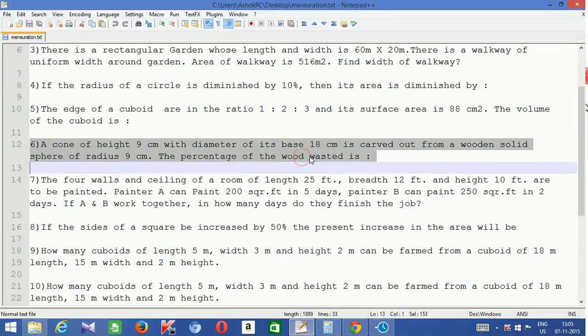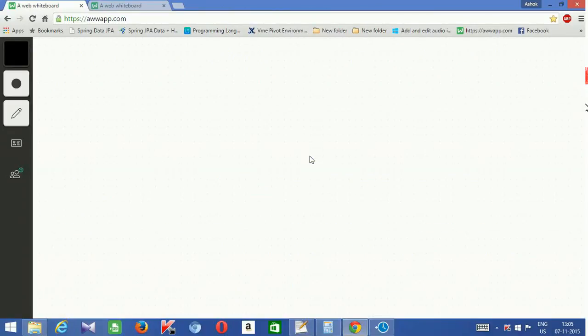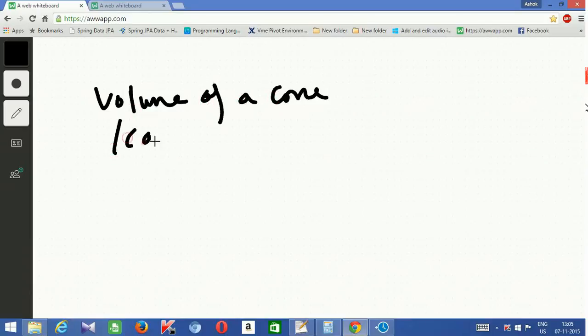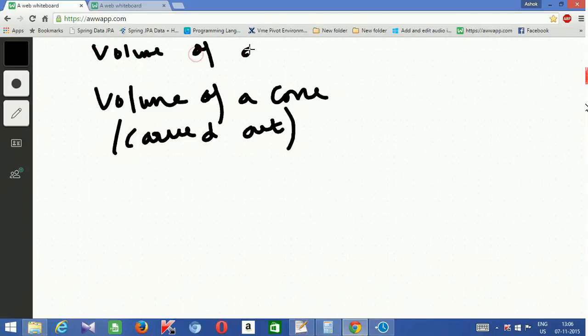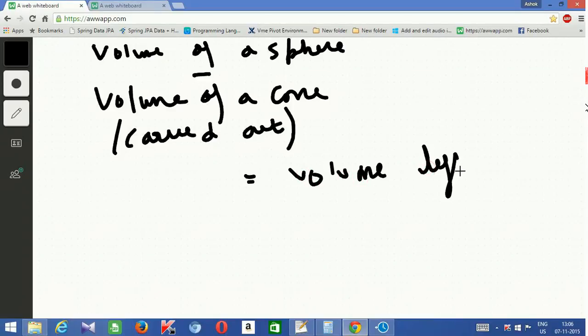The percentage of the wood wasted is basically the actual volume of the sphere minus the volume of the sphere that is made into a cone, divided by the volume of the sphere. That is the percentage waste. So if you see the volume of a cone, which is nothing but carved out of that sphere, you need to find this first, and subtract it from the actual volume of the sphere before carving out. Actual volume of a sphere minus volume of a cone carved out will give you the volume left in the wooden sphere.